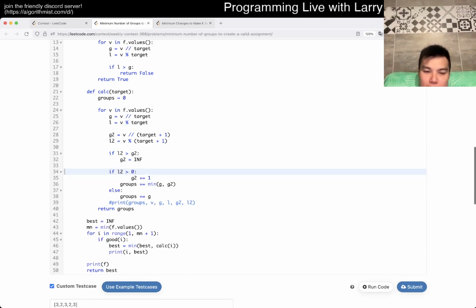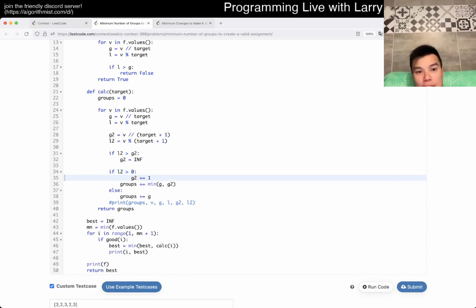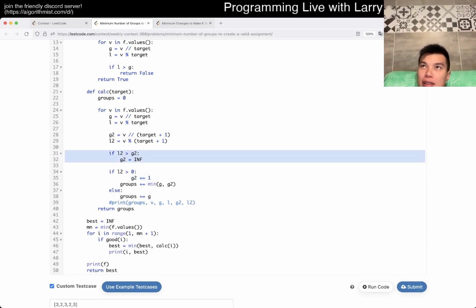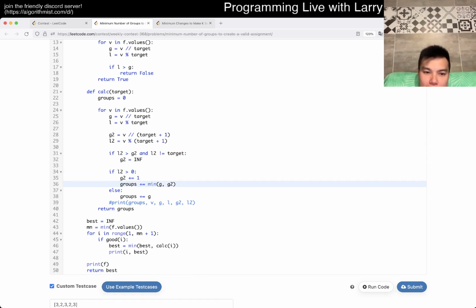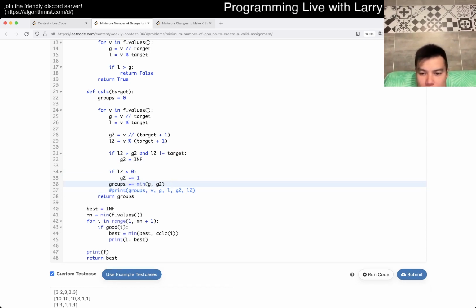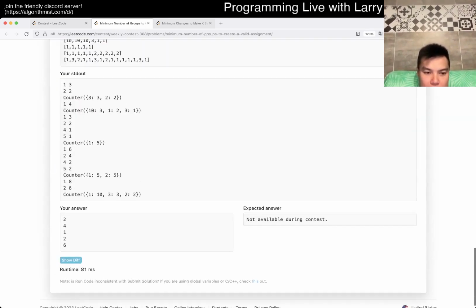If we have an extra, is that even true? Because we can just add it to this, right? And this is not necessarily true. If L2 is not equal to target, then we do this. Otherwise, and then we can just do this maybe. All right.